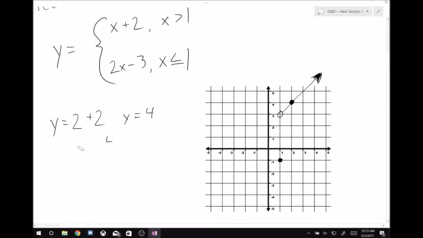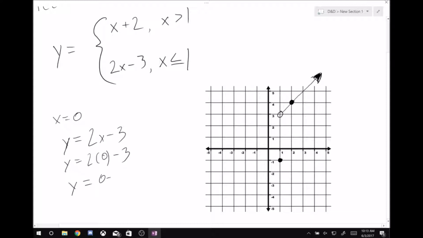For the other one, I need a point that is less than 1. The easiest point to use that's less than 1 is always going to be 0. So for x equals 0, we plug it into the second one, because that's less than 1. That gives us y equals 2x minus 3, which is y equals 2 times 0 minus 3, which is just negative 3. So this is the point 0, negative 3.